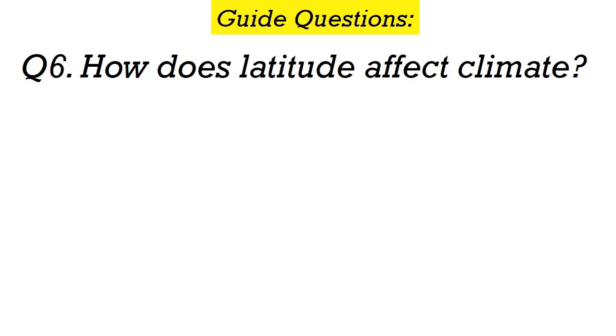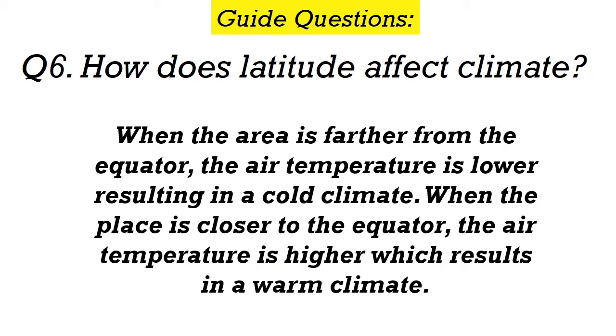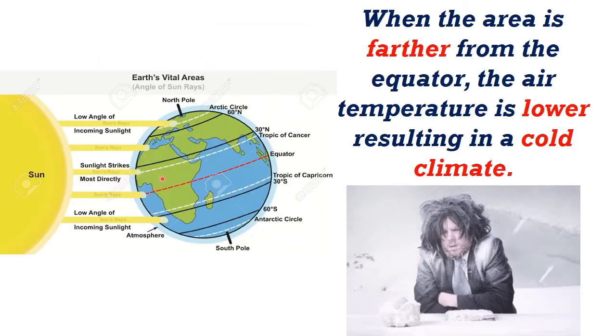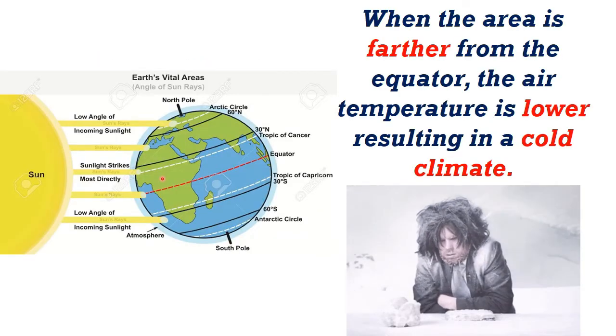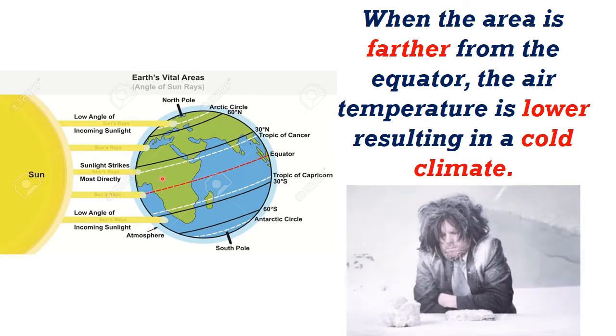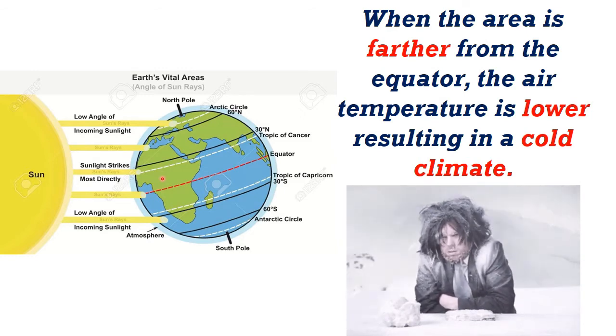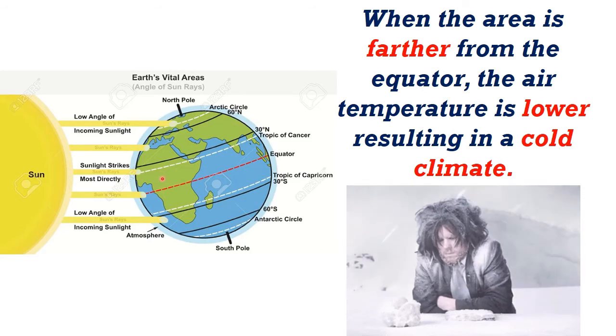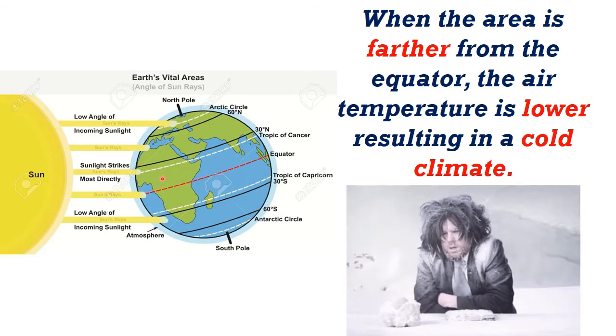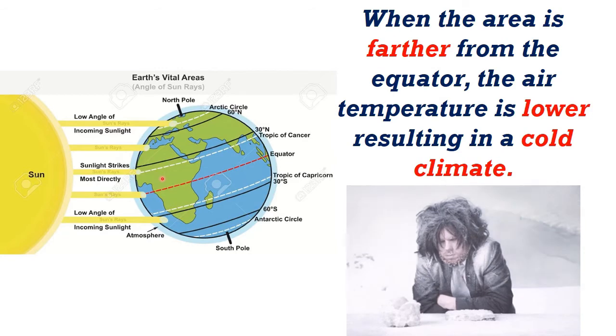How does latitude affect climate? When the air is farther from the equator, the air temperature is lower, resulting in a cold climate. When the place is closer to the equator, the air temperature is higher, which results in a warm climate. To sum it up, latitude affects the climate of a certain area. When the area is farther from the equator, the air temperature is lower, resulting in a cold climate, like in the polar regions.